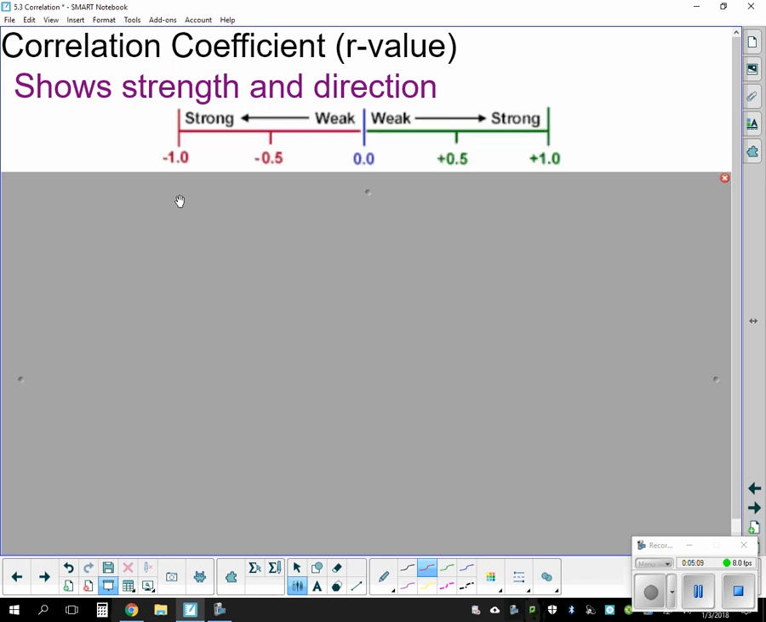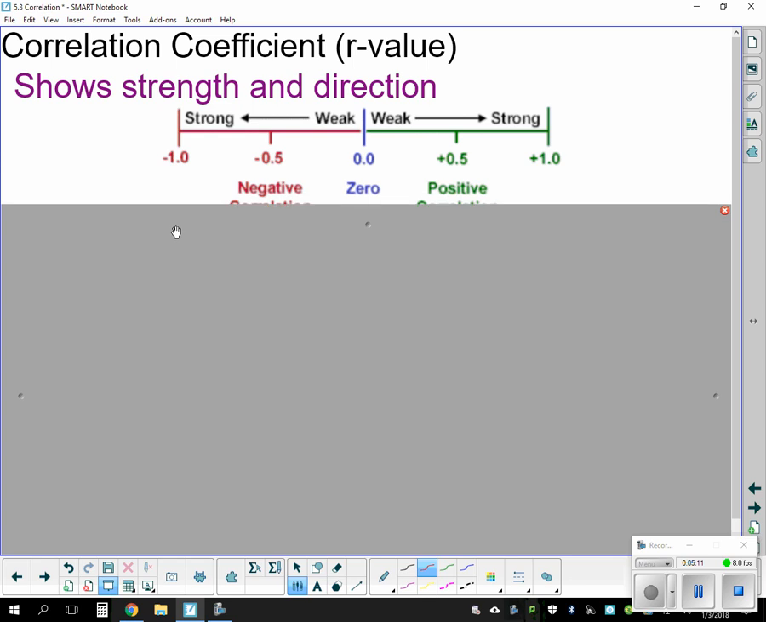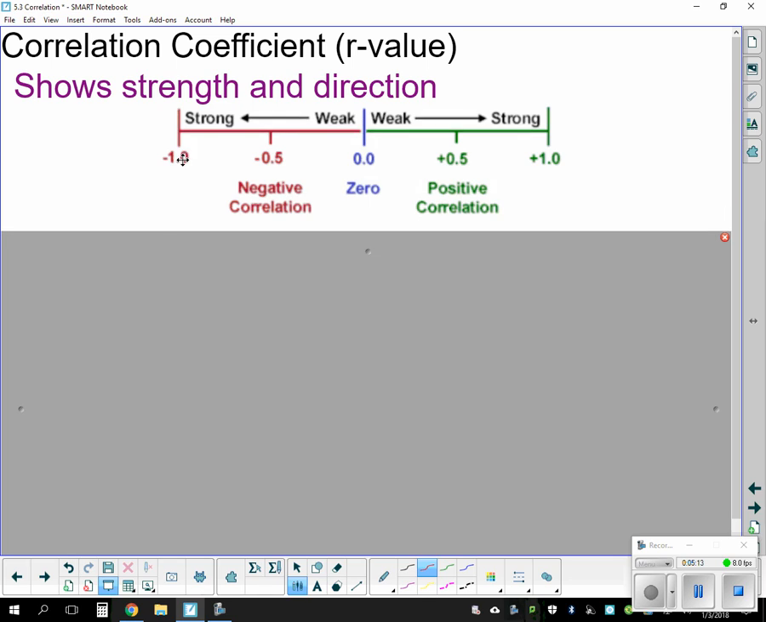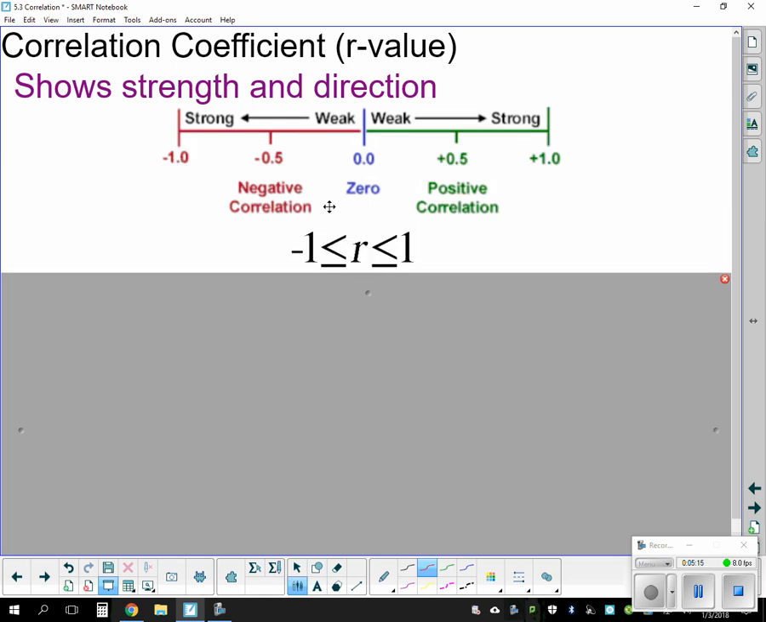It is some number between -1 and 1. So we say that R is between -1 and 1. If it is 0, right in the middle, then that would be a weak correlation. If it's either endpoint, either -1 or +1, it's strong. And then, of course, somewhere in the middle would be moderate.